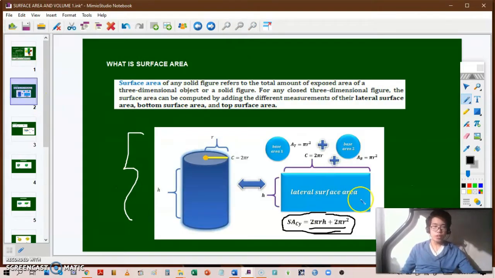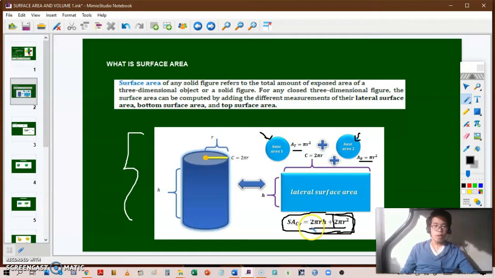From here, we have 2 circles. And we all know that the area of a circle is equal to pi r squared. And if you add those two, you get 2 pi r squared. So that's why there's a 2 pi r squared here in our formula for the cylinder. And where did the 2 pi RH come from?